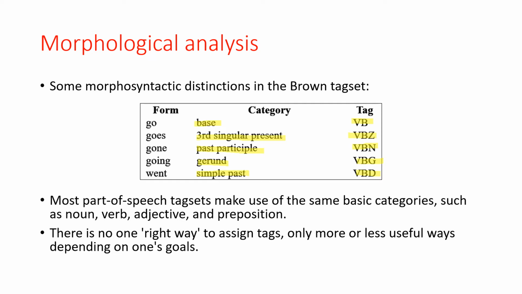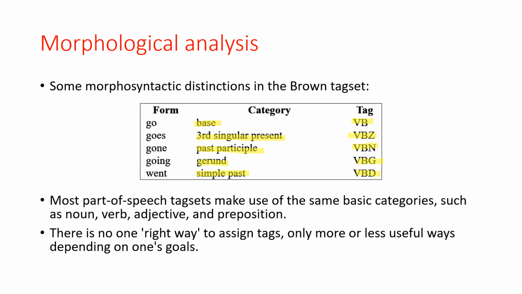Most part-of-speech taggers make use of some basic categories, such as noun, verb, adjective, and preposition. However, taggers differ both in how finely they divide words into categories and in how they define their categories. For example, is might be tagged simply as a verb in one tag set, but as a distinct form of the lexeme be in another tag set, as for example in the Brown corpus.